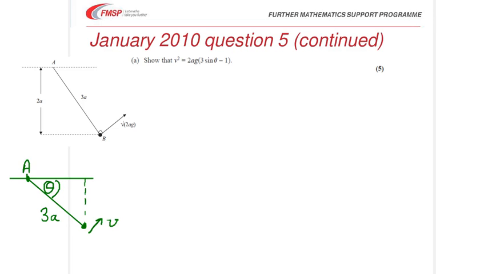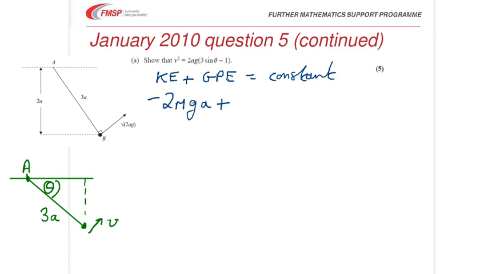So we have to use energy, conservation of energy, because the tension in the string is doing no work. So it's just KE plus GPE equals constant. Let's take the reference level of potential energy as the level of A, and the initial GPE is minus mg times 2a, minus 2mga. That's the initial GPE. The initial KE is a half m times 2ag.